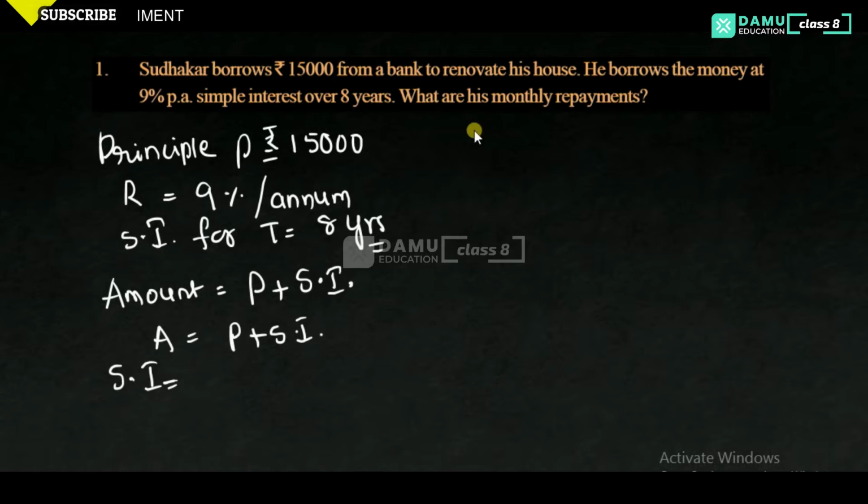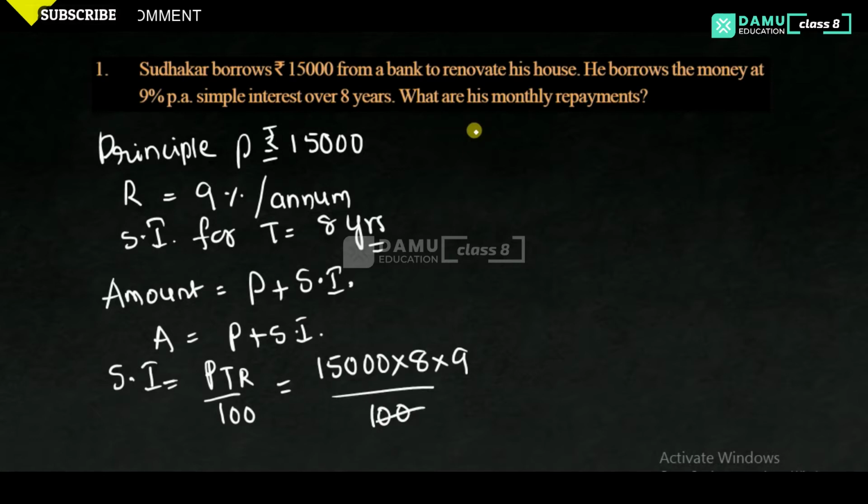So simple interest is what? PTR by 100. So what is the P here? The P value will be equal to 15,000 rupees into time duration 8 years into rate of interest 9 by 100. Here two zeros are going to cancel. That will be equal to 150 into 8 into 9. Then 150 into 8 into 9 will be equal to 10,800 rupees. That is the simple interest.